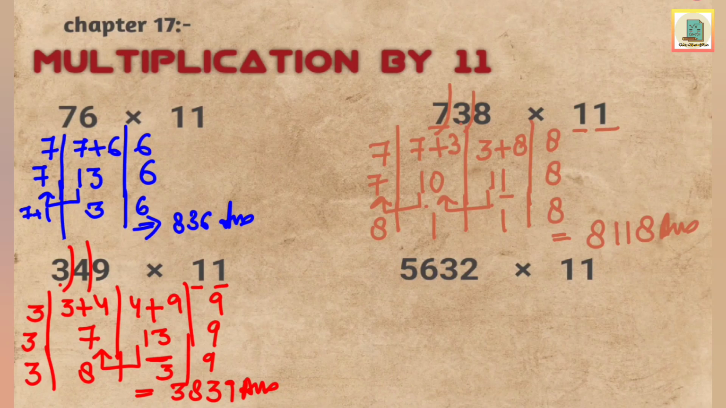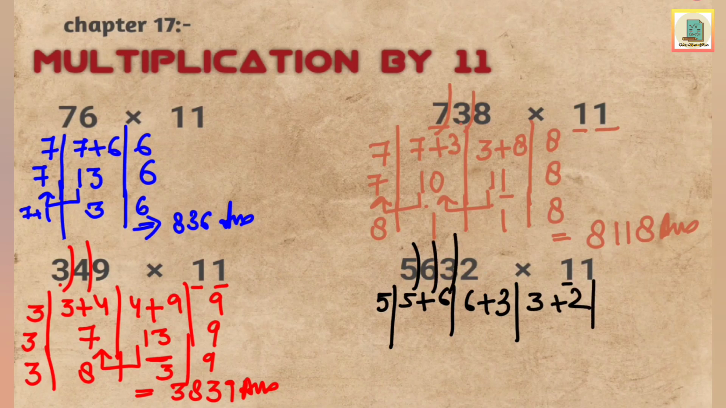Now let's understand the last question, which is a 4-digit question. Since we know that 11 has 2 digits, we'll add up to 2 digits only. Now let's start. First we'll write 5. Now make a partition. Then we'll add 2 numbers, which is 5 plus 6. Now leave 5. Then we'll add 6 plus 3. Now leave 6. Then we add 3 plus 2. Now leave 3. Then we get 2.